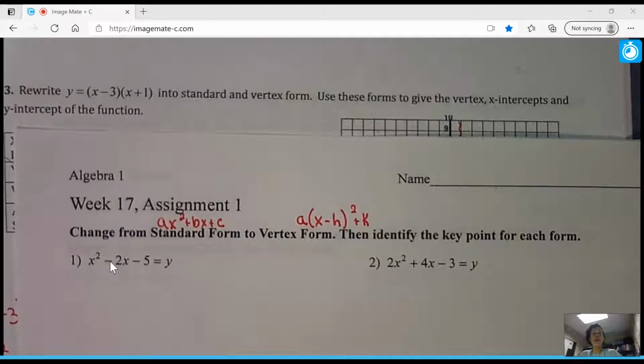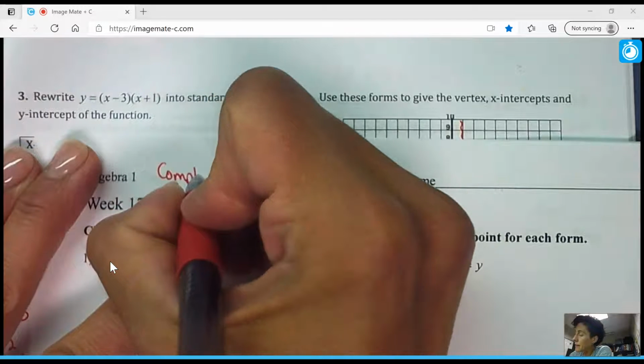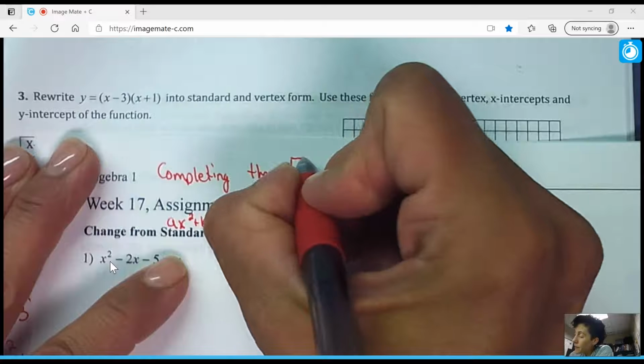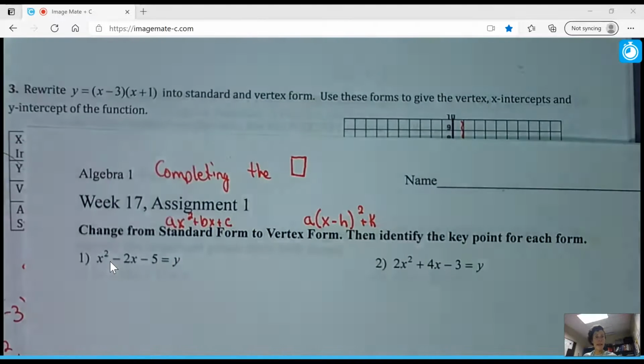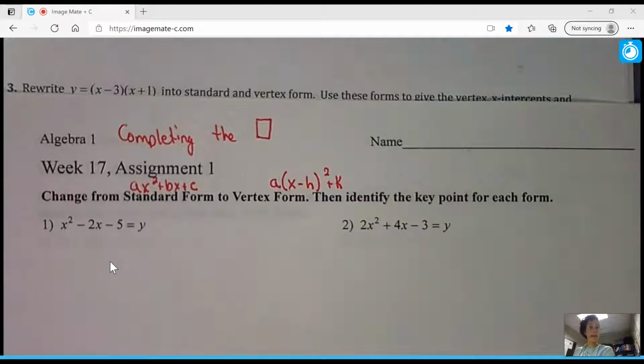So to go from standard form to vertex form, that is where we separate our x's together, and this whole process is known as completing the square. So that's where, when I showed this to you, we added that square in there. So what I'm going to do is get you started on a couple of these and then let you finish it, and then when you're done, you should check your answers.